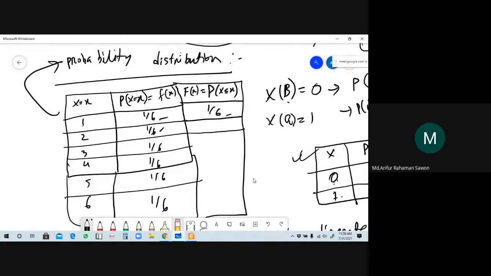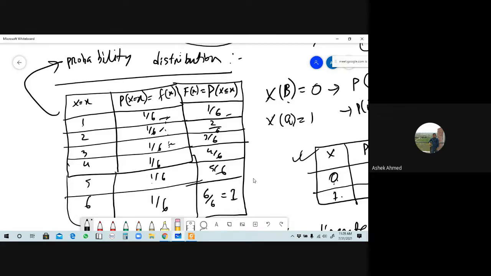Sum of 1/6 and 1/6. This will be 2/6. Is it right? Yes, sir. What will it be for 3? 3/6. For 4, if you sum 1/6 four times, it will be 4/6, and for 5 it will be 5/6. Then this will be 6/6, which equals 1.